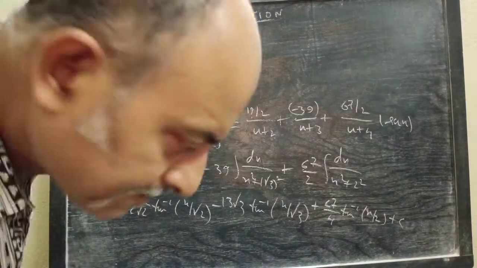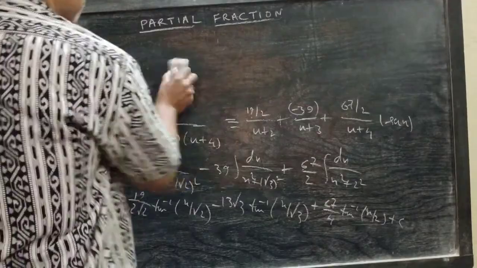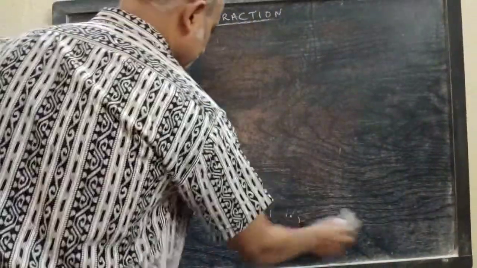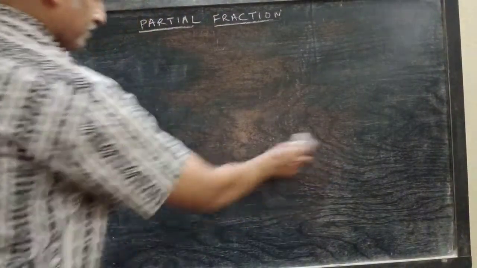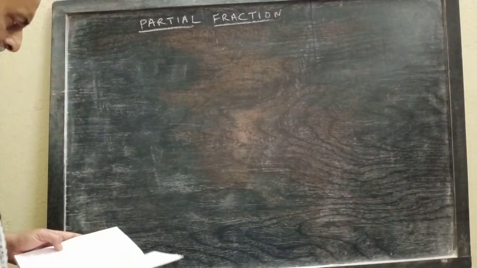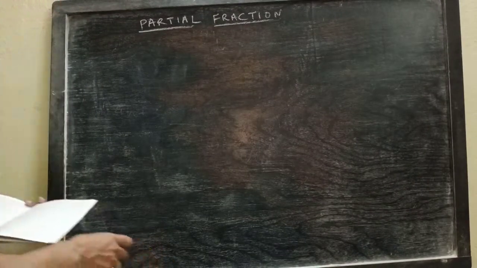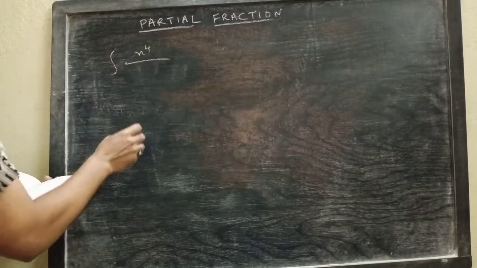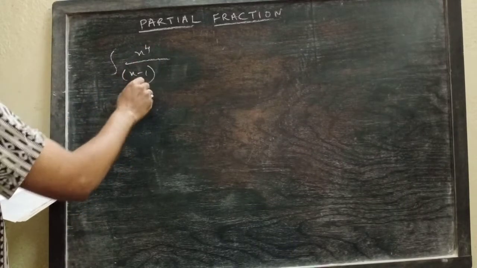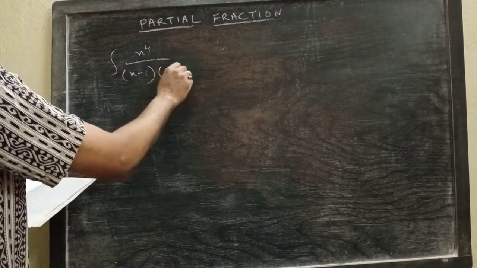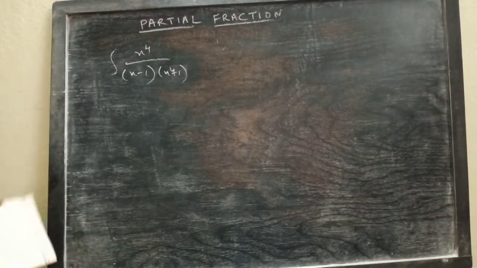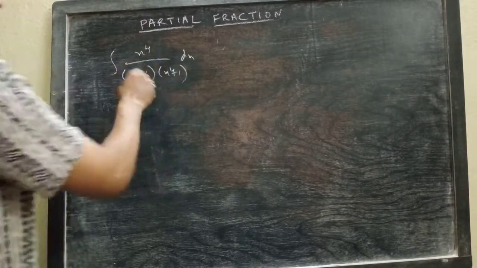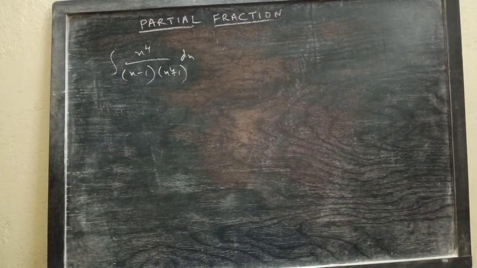Next question. Integration of x to the power 4 by (x minus 1) into (x square plus 1) dx. Look, here the degree of the numerator is higher than the degree of the denominator, so we have to just divide.